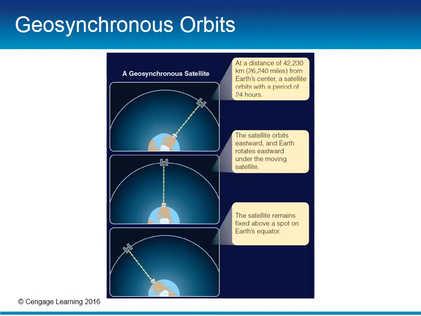Geosynchronous satellites orbit the Earth at a distance of about 26,240 miles from Earth's center. A satellite orbits with a period of 24 hours. The satellite orbits eastward, and Earth rotates eastward under the moving satellite. This satellite remains fixed above a spot on the Earth's equator.